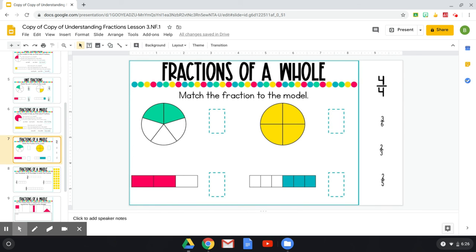And last one. First, I want to talk about this circle. There are 5 parts. 2 of them are shaded. The fraction is 2/5. Look at this circle. All of the parts are shaded. So that fraction actually represents the whole, and it has the same denominator and numerator.